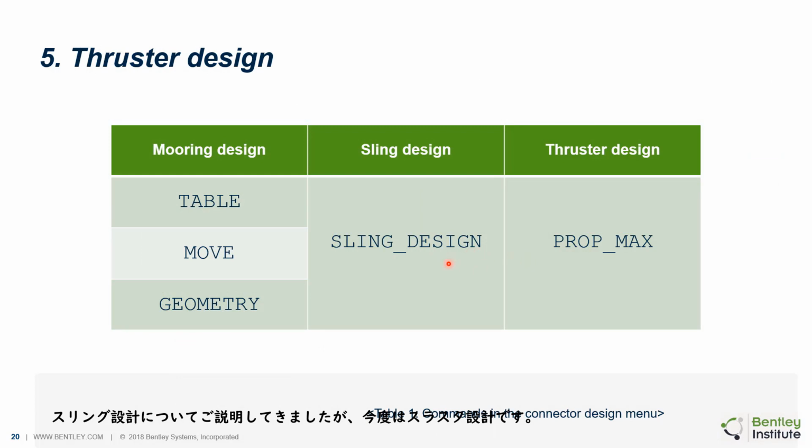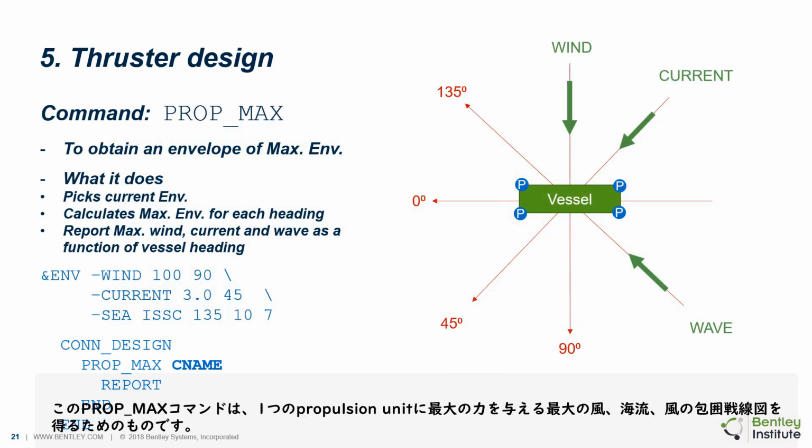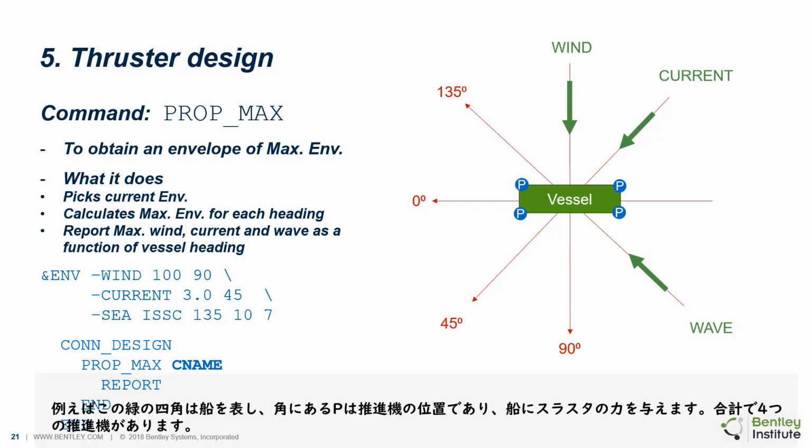We took a look at the sling design command, and now it's time for the thruster design. The name of the command is propmax. Let me start. This propmax command is used to obtain an envelope of maximum wind, current, and wave, which yield one propulsor unit having maximum thrust.